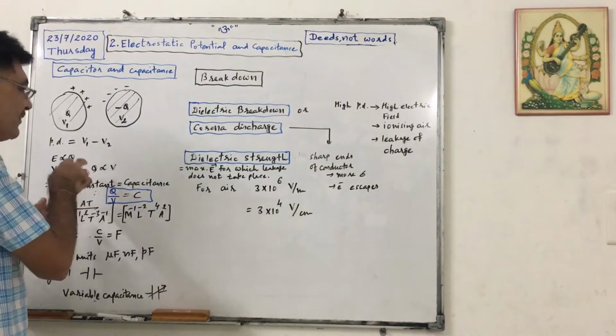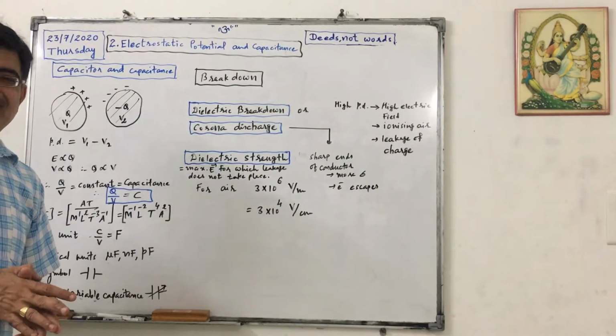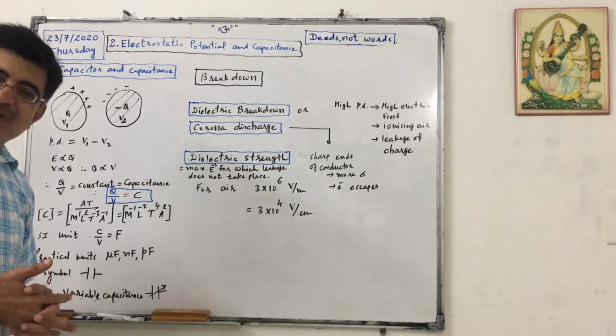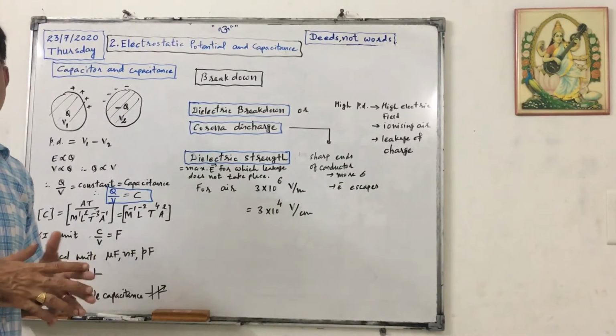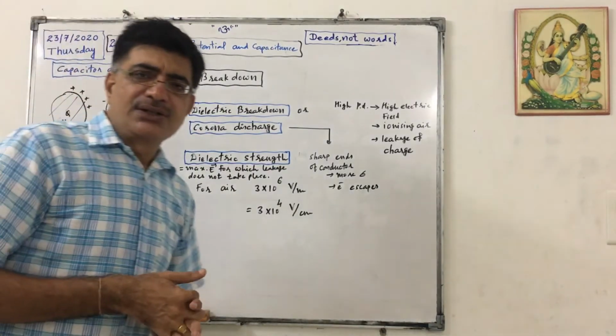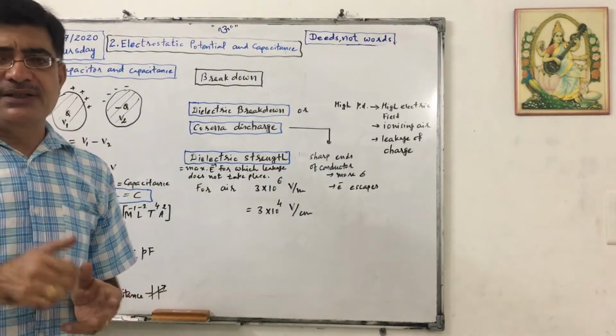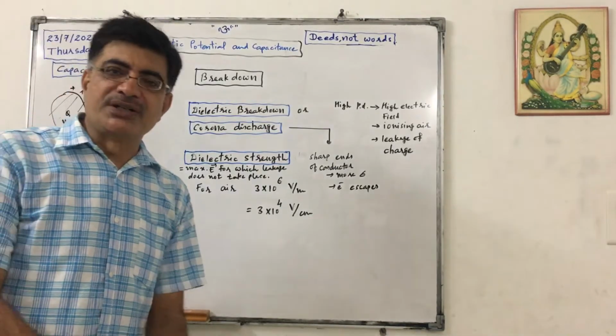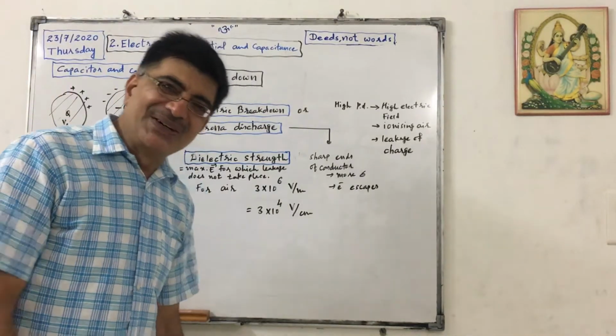That means Q by V is a constant, and that constant is called capacitance. We can define it as the ratio of the charge on any of the conductors and the potential difference between the two conductors.